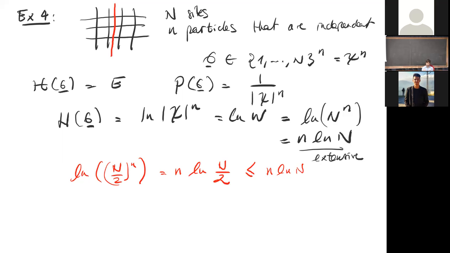So let's try to understand this with our simple model here. Let's say that at the beginning we trap these particles in this half box.